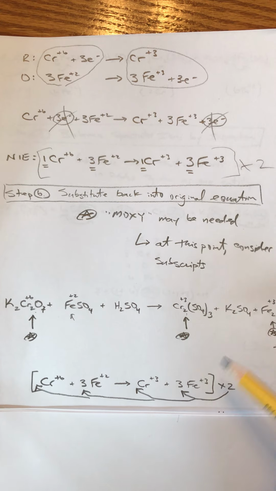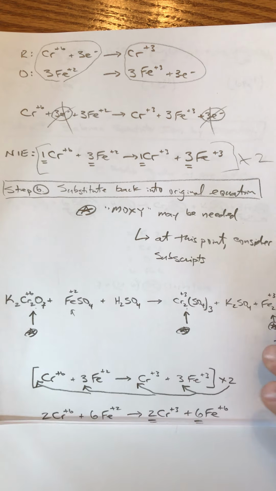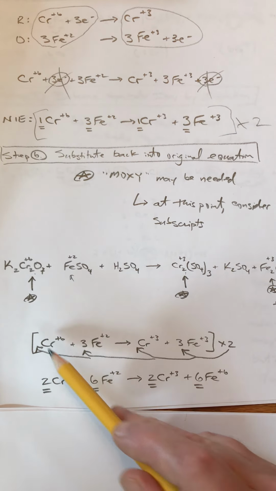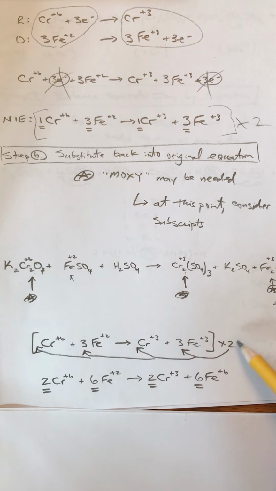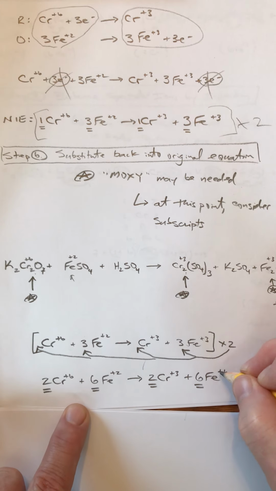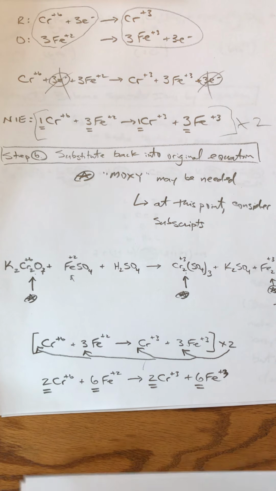So same kind of process, distribute it out. You're not changing the charges, you're changing the coefficients out in front. So you're going to need 2 chromiums in the +6 state, and then 6 irons in the +2 state, and 2 chromiums in the +3 state, and 6 irons in the... it's not supposed to be the +6 state, that's supposed to be the +3 state. See, this is very easy to get messed up. You need to be careful.